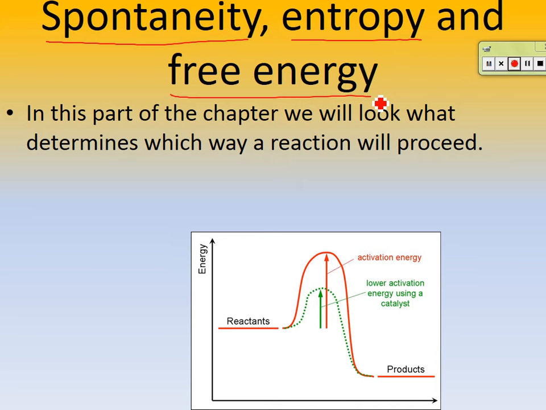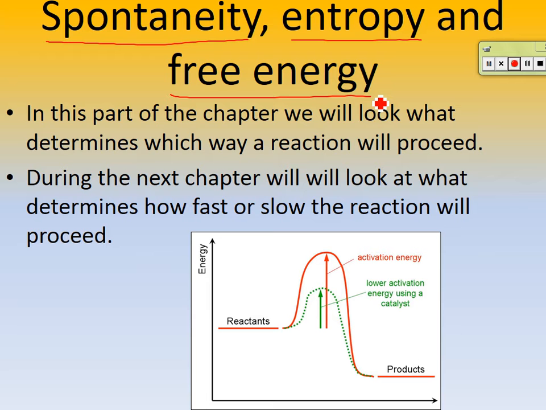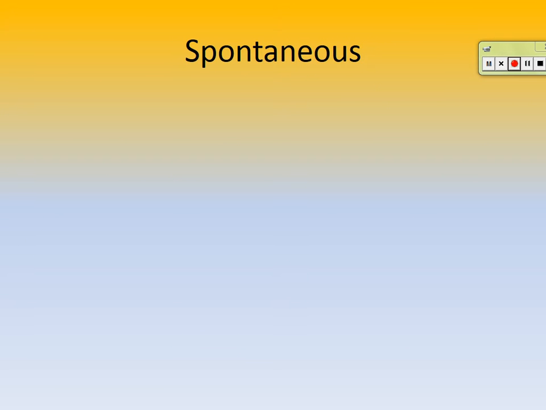So in this part of the chapter, we're going to look at what determines which way a reaction will proceed. Will it go on its own from reactants to products? Will it be spontaneous? During the next chapter, so chapter 5, we're going to actually talk about what determines how fast the reaction will occur. Okay, so let's get started.